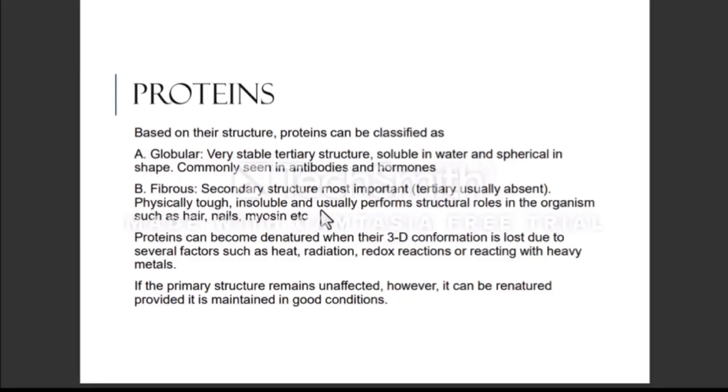The majority of structural proteins are fibrous proteins. For fibrous proteins, their secondary structure is more important than their tertiary structure. They usually have an absent tertiary structure, meaning that the polypeptide chains most of the time don't wind on themselves to form a 3D conformation. Majority of these have just a secondary structure, and they are insoluble. They are usually very tough, and usually perform structural roles, as we said.